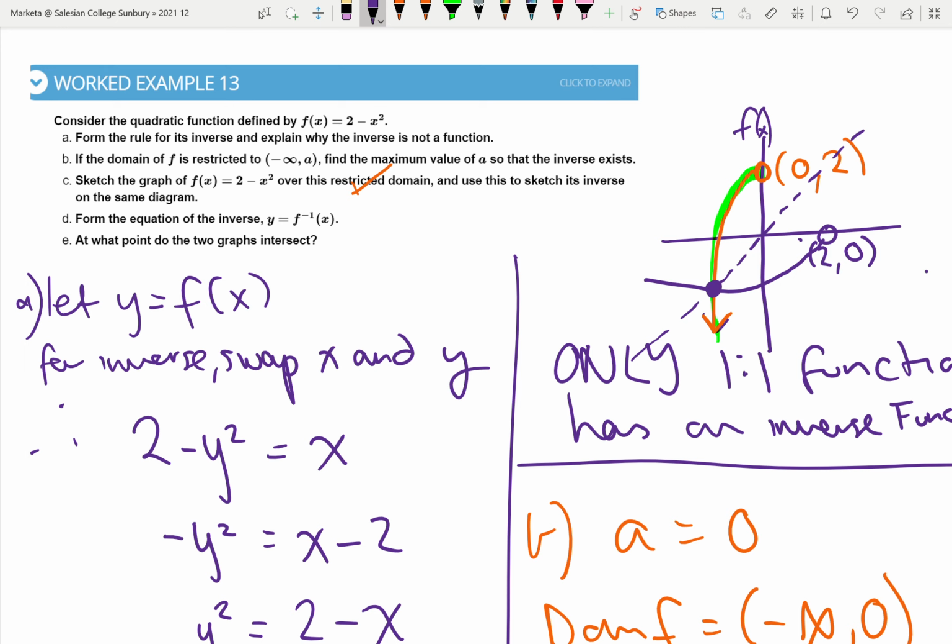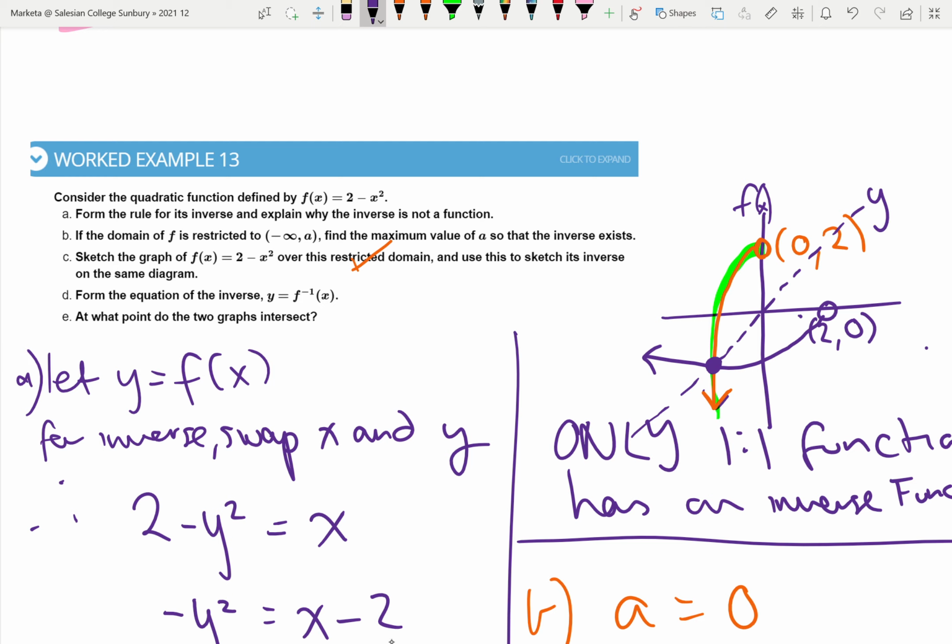And the two of them will intersect on that line, and this mirror image line, or the mirror line, is y equals x. So this would be our inverse sketched on the same graph as the original f of x. And notice also that I've done the open circle for both of those because of our a value having a soft bracket there. Okay, so we've done C. So let's go for D.